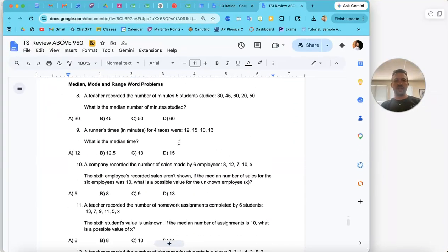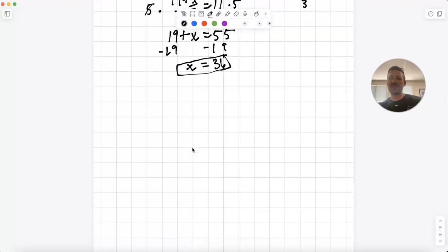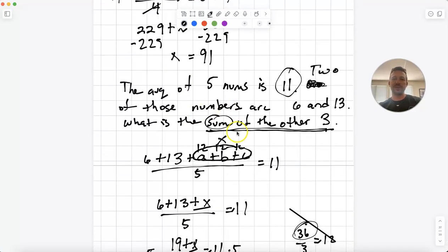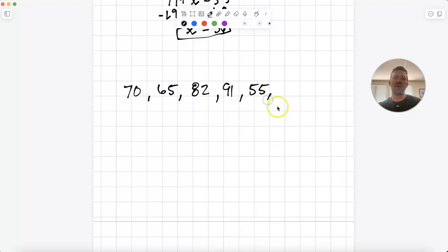Now the next one's mean, mode, and range. I don't know how hard they can make these ones. Let's start with range. They're just going to give you some numbers. So let's say you have a bunch of tests. You got a 70, a 65, an 82, a 91, and you did bad one time, you got a 55. I'm going to do one more, a 77.